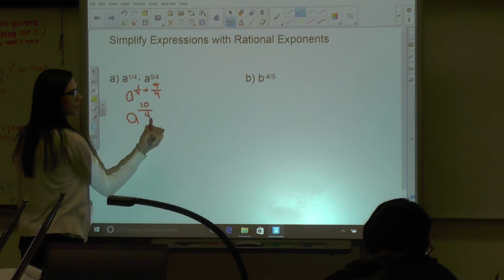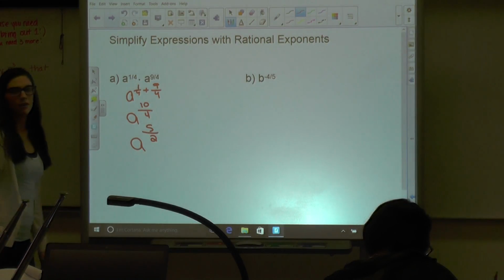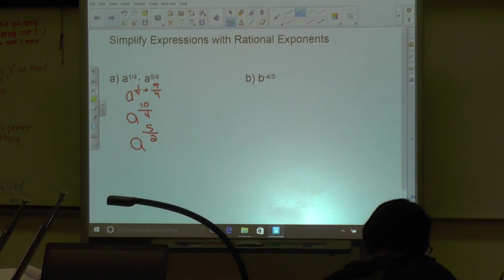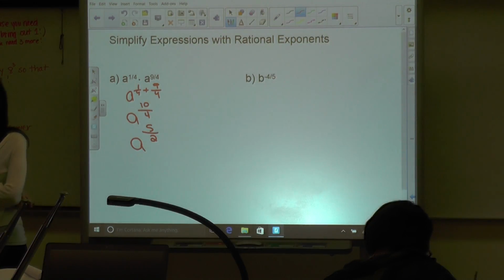10 over 4, which reduces when you divide it by 2 to a to the power 5 over 2. You can't go any farther. Wait, hold on. 10 over 4, when you divide that by 2, because it reduces. 10/4 is a fraction, it reduces. Oh, so we reduce. Yes, it reduces to 5 halves. Well, I got there, right? And then I did A, and then I got 1.